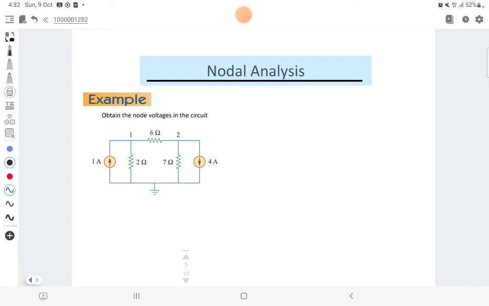Okay, so let's solve our example number 2. Obtain the node voltages in the circuit. If we're talking about nodal analysis, this is just a continuous application of our KCL, right? And of course, the direction of our current. The first assumption of your direction matters. So from that assumption, as you go with the calculation, you must stick to it.